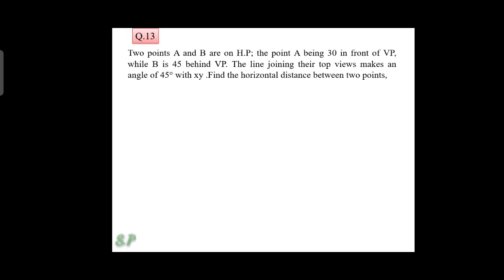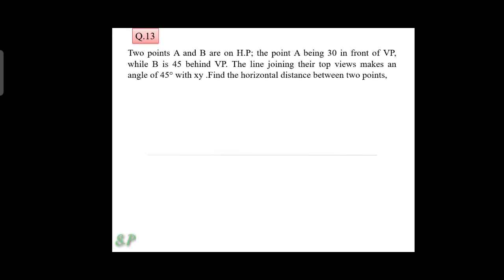Next, question 13. Two points A and B are on HP. The point A is 30 in front of VP, while B is 45 behind VP. The line joining their top views makes an angle of 45 degrees with XY. Find the horizontal distance between the two points.